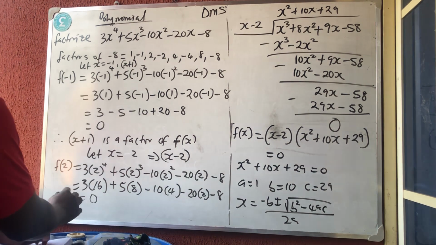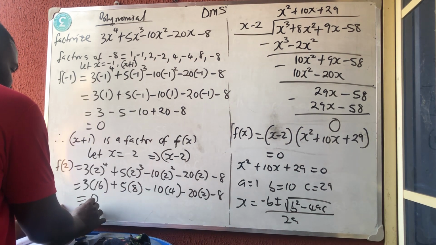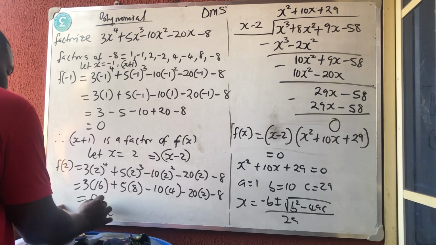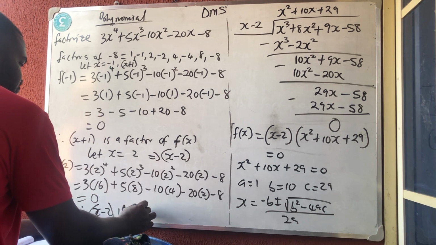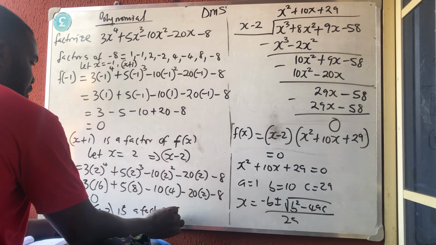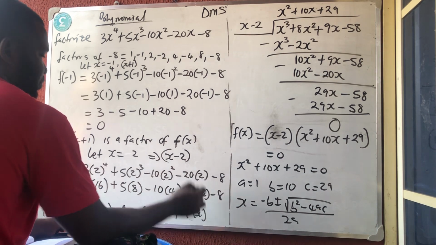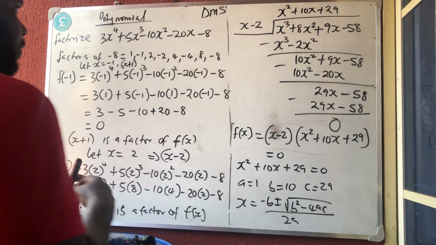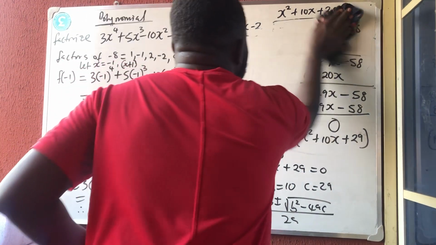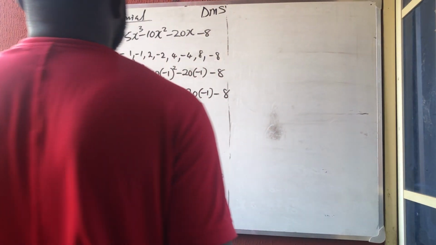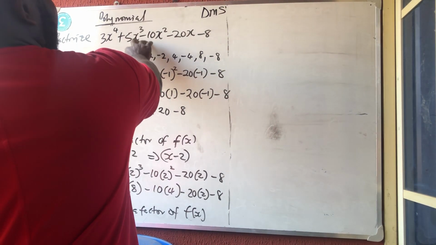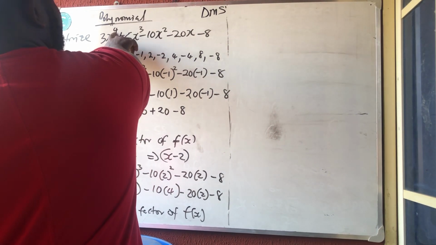So since I got 0, it means that what? x minus 2 is equally a factor. Is a factor of f of x. So since it's a factor of f of x, I've gotten 2. Since I've gotten 2, let the both of them join hands and divide this person. It will reduce this person to 2.